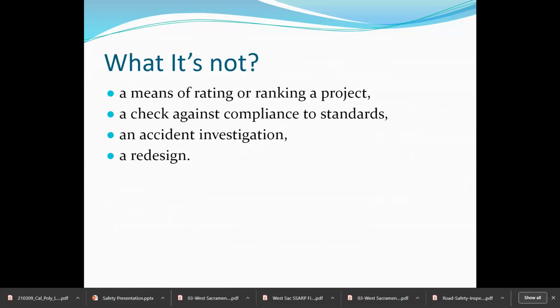Sometimes it's helpful to recognize things by what they're not, right? So the road safety audit process is not a means of rating or ranking a project. You're not comparing different projects or different locations. It's not a check against compliance of standards. It's not a crash investigation.